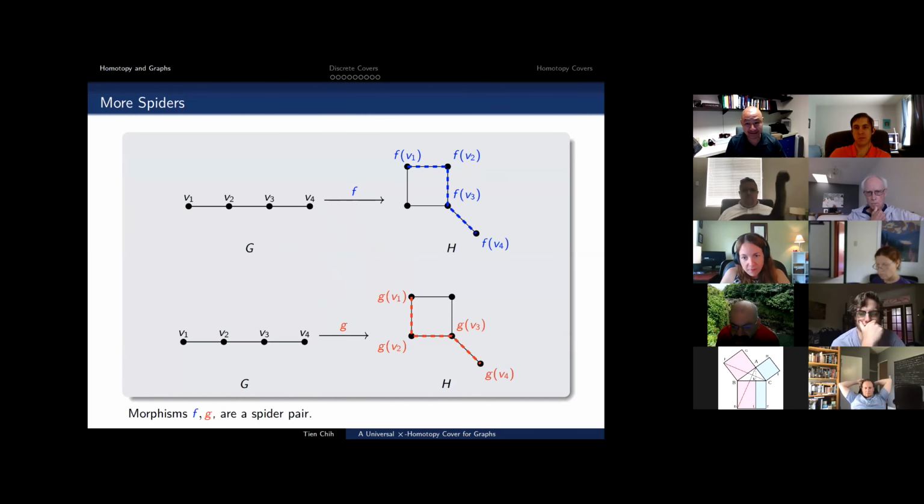And so here we have another example of a spider pair. If I take a path and I map it into H this way versus this way, they agree on everything but 2, right? So that's a spider pair there.